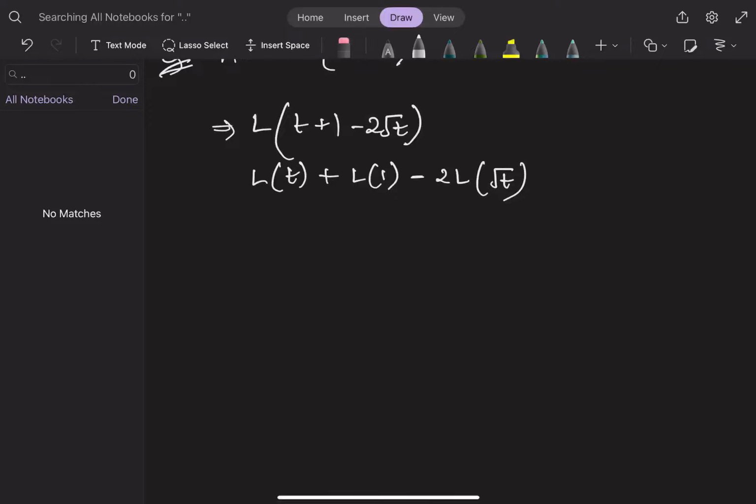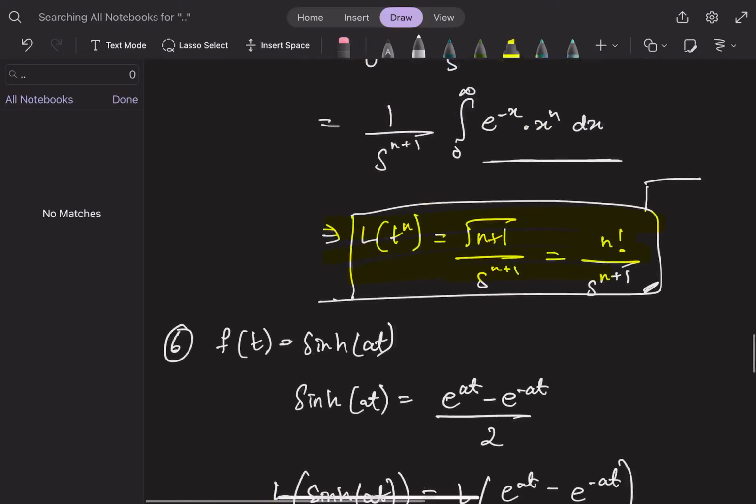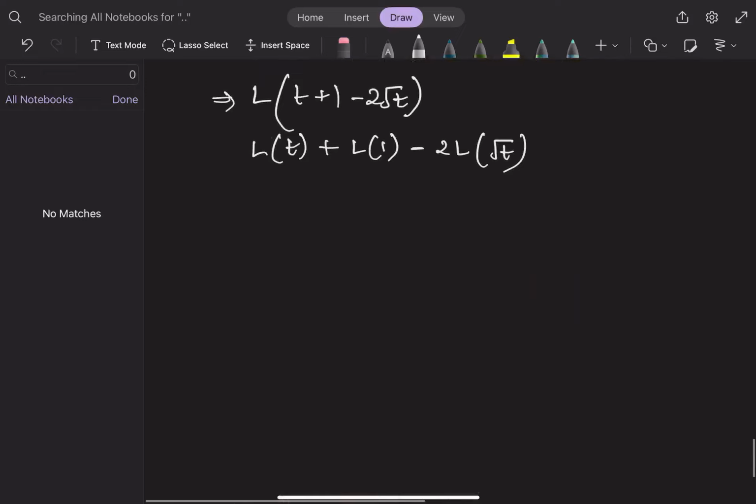Now we know the Laplace of t, right? This is Laplace of t raised to 1. So this becomes 1 factorial divided by s raised to 1 plus 1, plus L of 1, which you already know as 1 by s. Now what we do not know is Laplace of root t. So let's write this as twice Laplace of t raised to half.